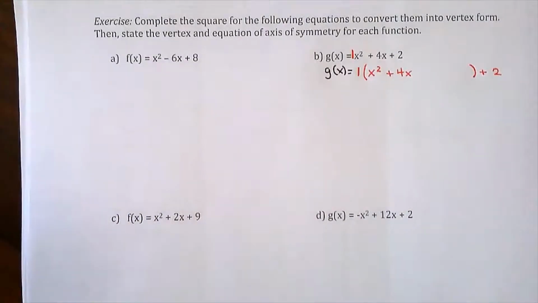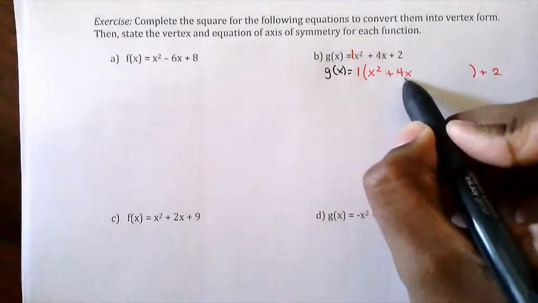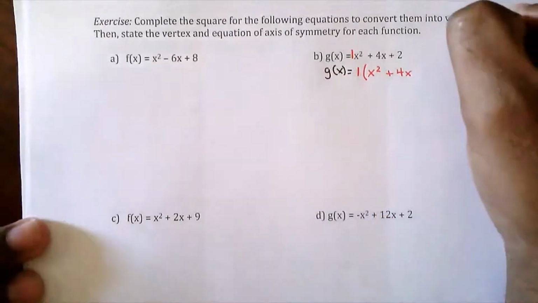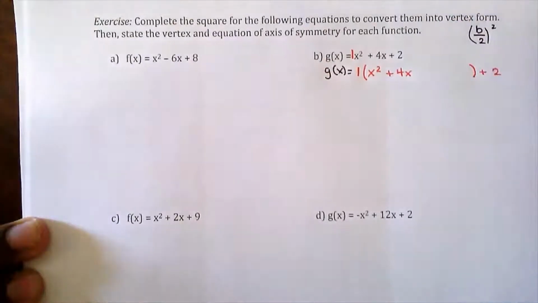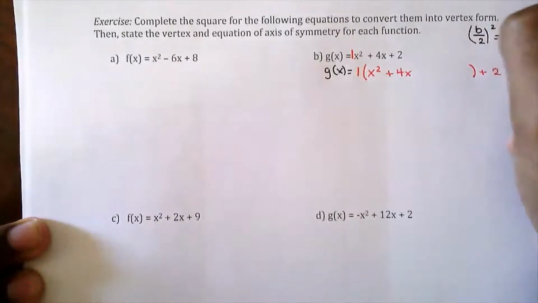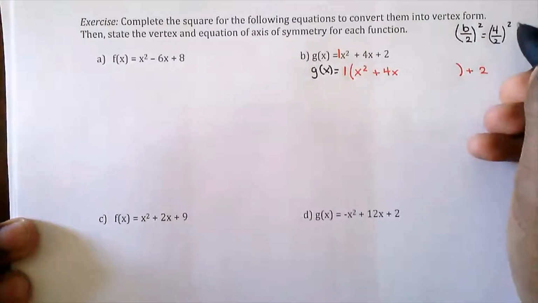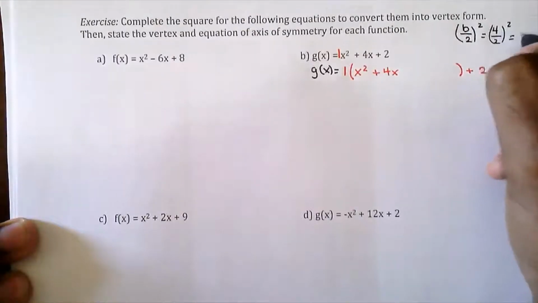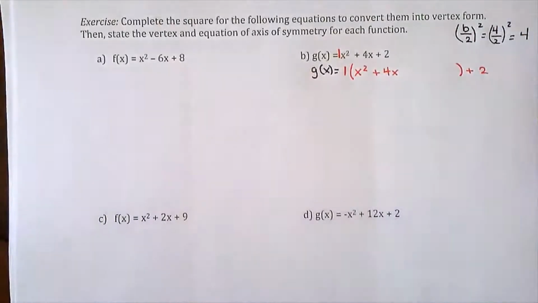Step 2, it says using the new b value, find b over 2 squared. Remember, the b value is the value that's attached to the x. In this case, our b value is 4. So let's do it off to the side. It's always b divided by 2 squared. The b value is 4, so 4 divided by 2 squared. 4 divided by 2 is 2. 2 squared is just 4. So the b divided by 2 squared value is 4.